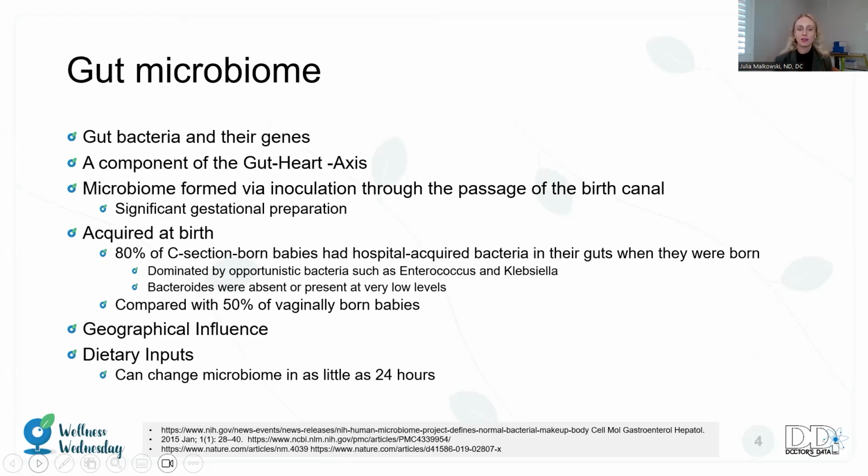It is formed via the inoculation through the passage of the birth canal, or it is acquired via the hospital air in C-section individuals. There are some studies out there showing that 80% of babies born via C-section tend to acquire the gut microbiome that is associated with the hospital air, so that their gut microbiome is dominated by bacteria such as Klebsiella and Enterococcus, and the healthy bacteria that you want to see, such as Bacteroides and Lactobacillus, are lower or even absent in the individuals born via C-section. Now, do not fret, because many of those differences were remediated by the age of 1.